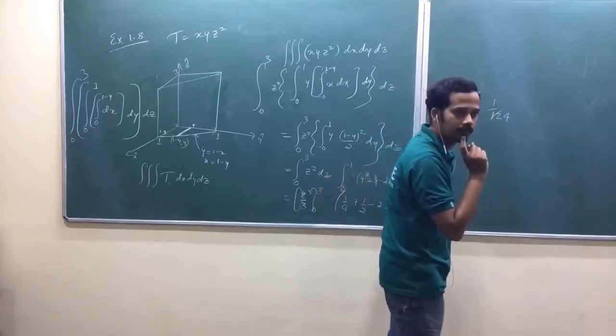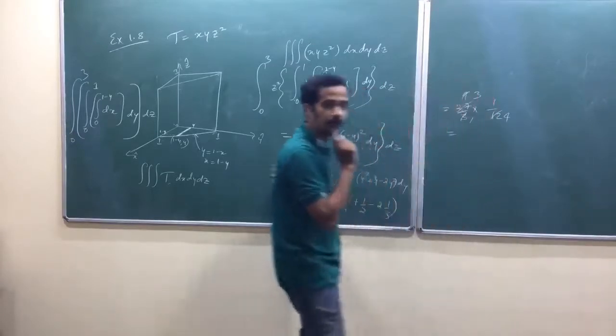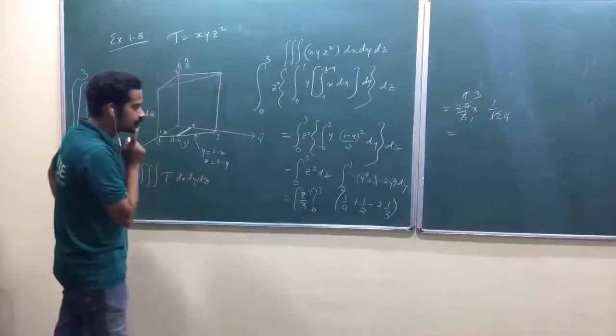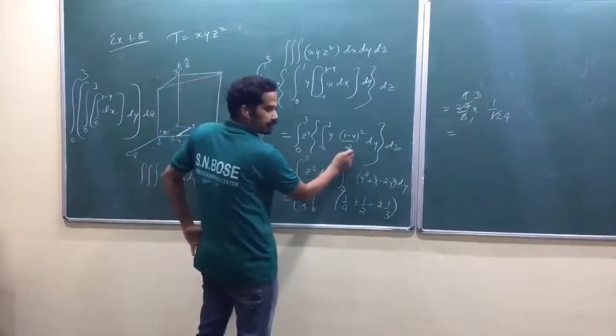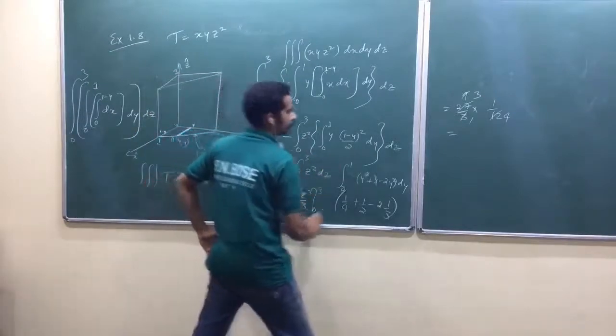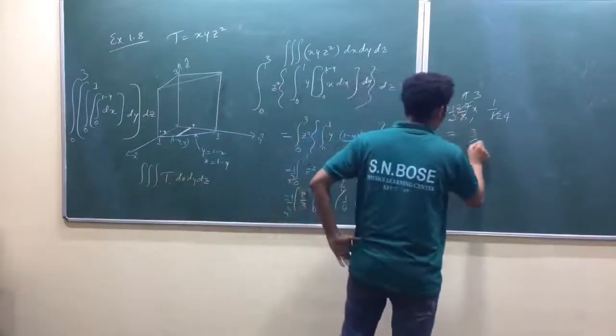3 by 4. Where I left 1 by 2? Where is 1 by 2? Oh, this 1 by 2. This 1 by 2. Correct. 3 by 8.